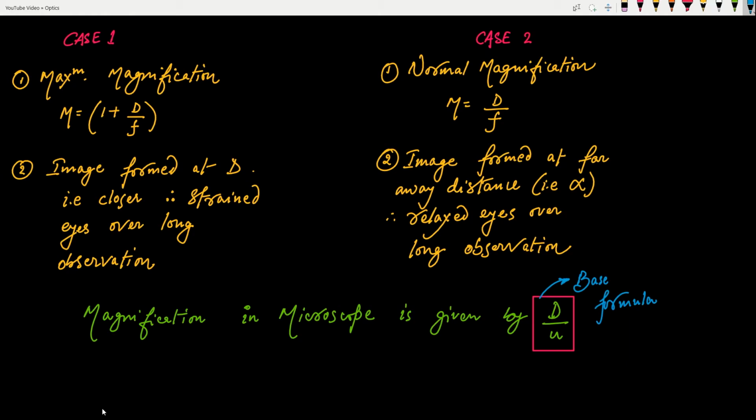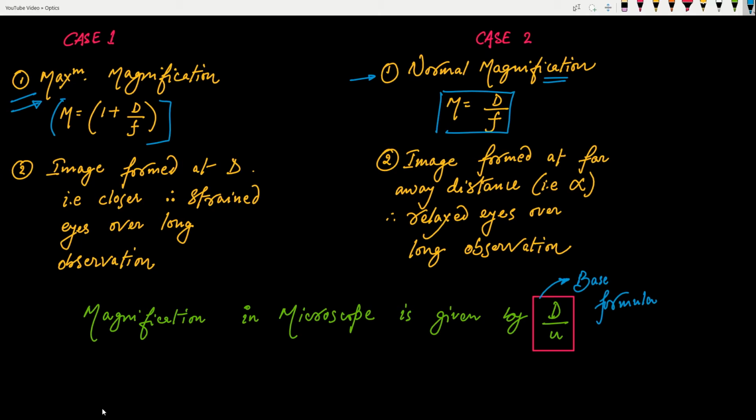Okay, so now let's look into case 1 and case 2 in the form of comparison. So let's see. In case 1, we see that maximum magnification occurs and the value is m is equal to 1 plus d by f. Okay, so this is the case for maximum magnification. The second case was for normal magnification, where magnification was given by d by f. Okay, this is not maximum magnification, whereas case 1 gave maximum magnification.